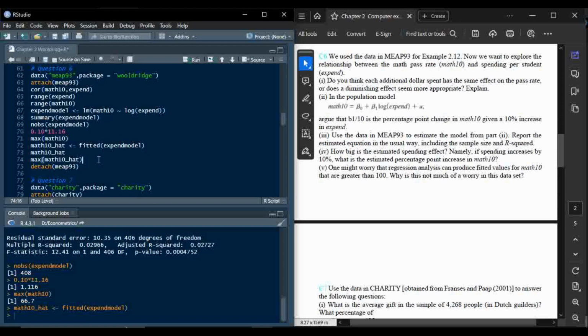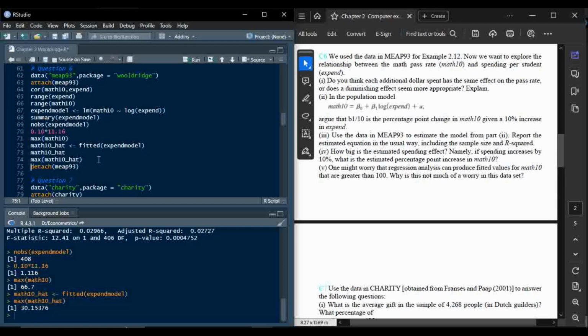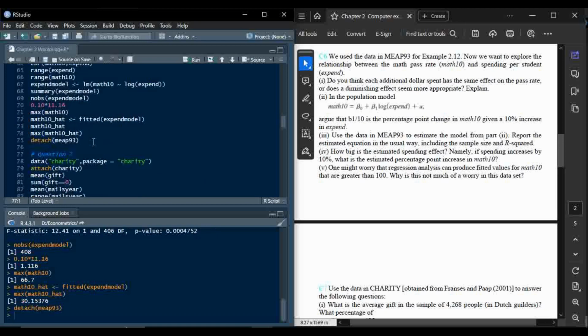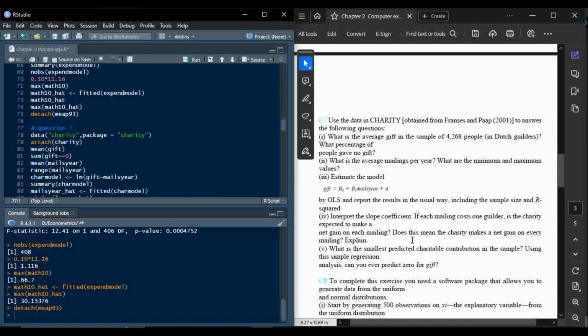And now let's look at the maximum value of these estimated values. This is the maximum value from these fitted values, that is 30.15, whereas the maximum value from the original data set is 66.7. Therefore, it is not a problem in our data set that the regression results are producing values greater than 100. This is not a problem, and we have verified it through this analysis. Okay, so now let's detach this data set. Our work is done. Let's move on to the next question, question number 7.